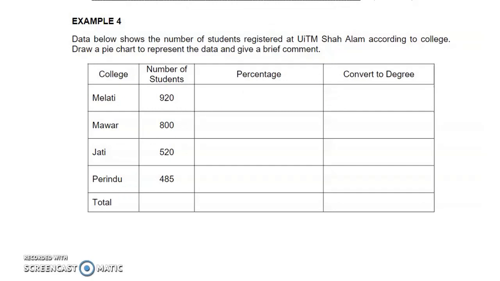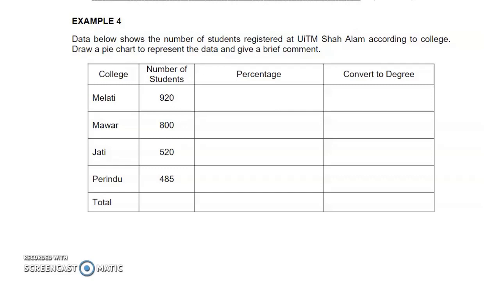Okay, now look at this example on how to draw a pie chart. The data below shows the number of students registered at UiTM Shah Alam according to college. Draw a pie chart to represent the data and give a brief comment. So now we have 4 colleges: Melati, Mawar, Jati, Perindu. So how to draw the pie chart?